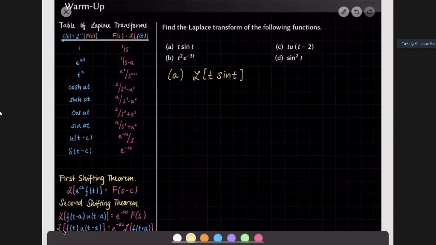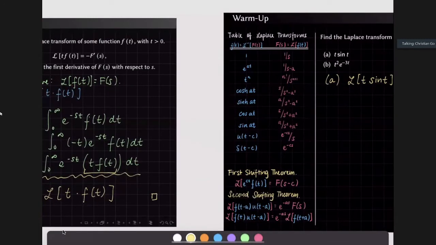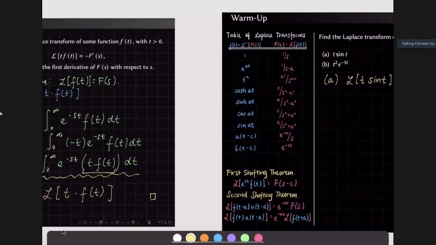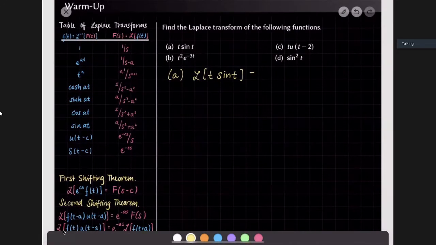By our first problem, the Laplace transform of a product of t and a function is just negative the derivative of F of s, with respect to s, right? So let's first compute what F of s is. F of s is the Laplace transform of sine t.